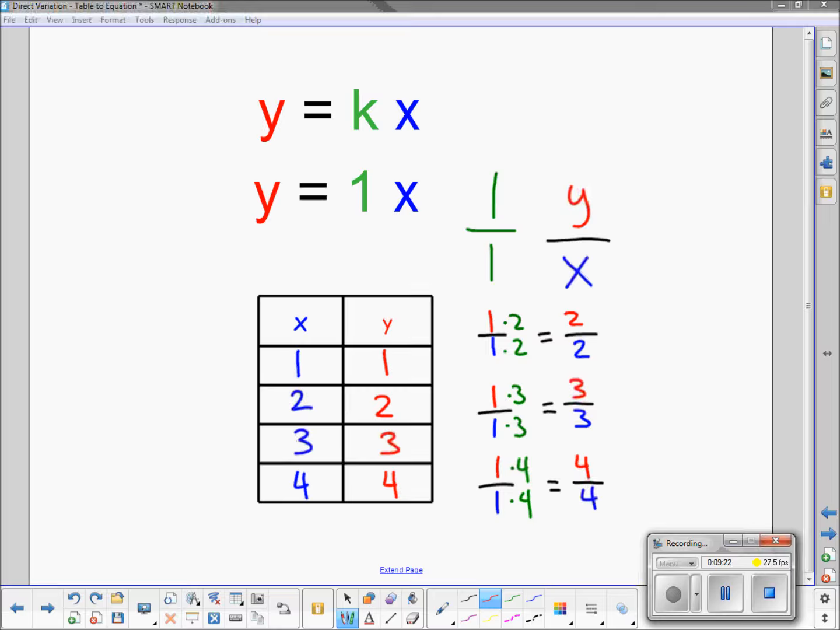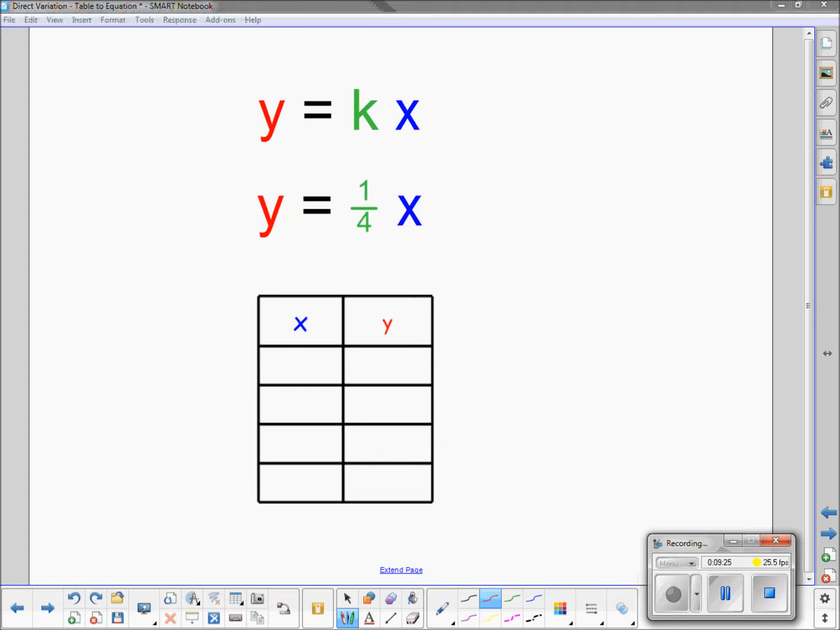And in our final example, we're going to go from 1/4, which is our constant, which is already in fraction form. I'm going to use y over x. So my numerator here is already my y, and my denominator is my x. And as I use other equivalent fractions, I will turn 1/4 into 2/8, 1/4 into 3/12, and 1/4 into 4/16.